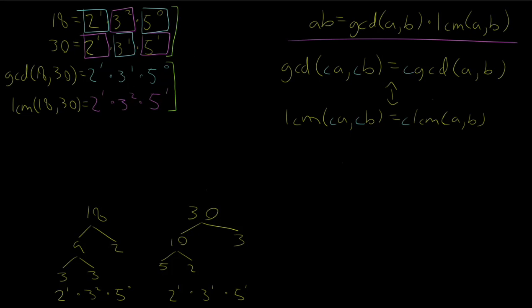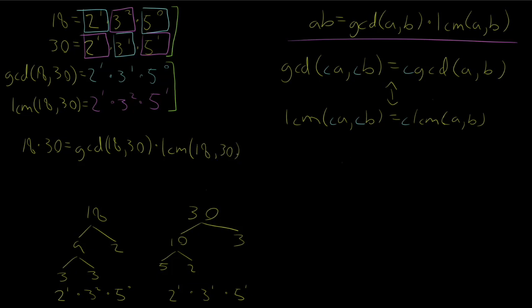So basically what this means is that if we combine the prime factors of 18 with the prime factors of 30, by multiplying them, it's going to be the same as the list of prime factors over here, which can be made by multiplying the GCD function of those two numbers with the least common multiple function of those two numbers.